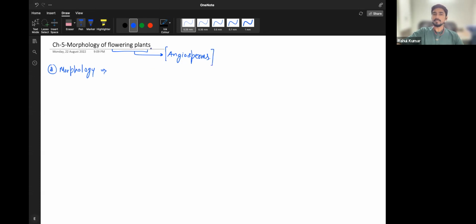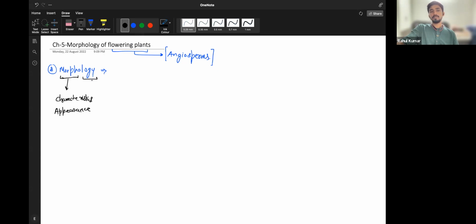angiosperms simply means those plants that produce flowers. Flowering plants are called angiosperms. Now, what do you mean by morphology? So you can write down in your terminology section. The word morph means appearance, characteristics or appearance. It's really the outer appearance.